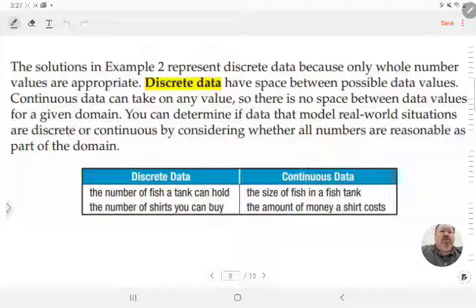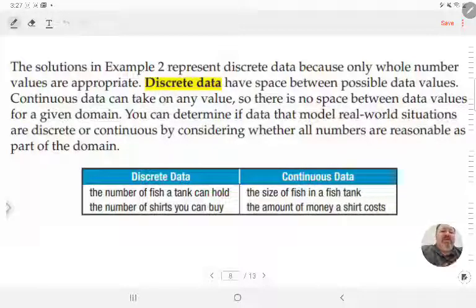The solution in the one we just did represents discrete data because only whole number values are appropriate. Discrete data have space between the possible data values. Continuous data can take on any value, so there is no space between data values for a given domain. You can determine if data that model real-world situations are discrete or continuous by considering whether all numbers are reasonable as part of the domain.